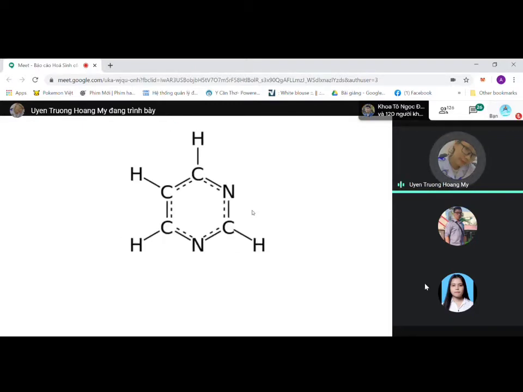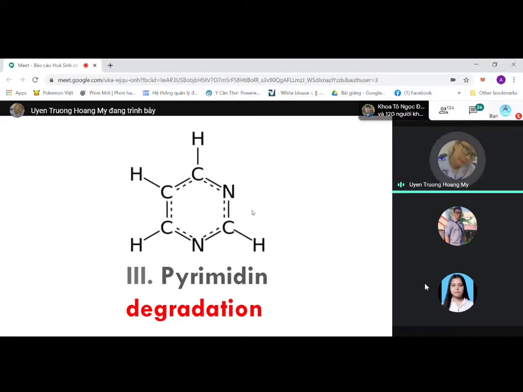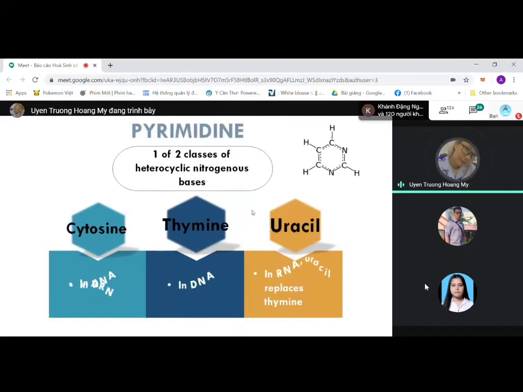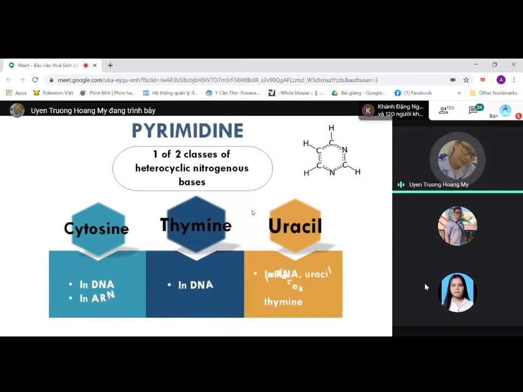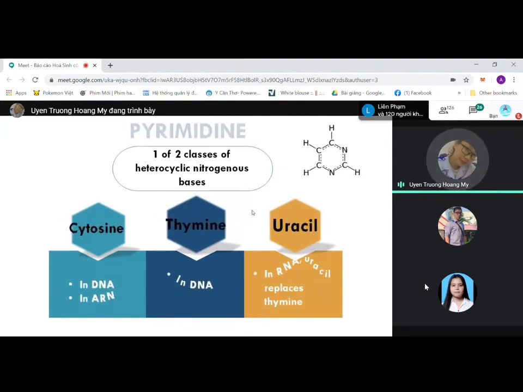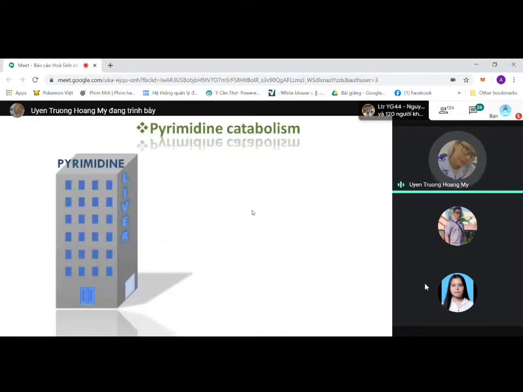And we move to part 3, pyrimidine degradation. Pyrimidine is one of two classes of heterocyclic nitrogenous base found in the nucleic acids DNA and RNA. In DNA, the pyrimidines are cytosine and thymine. In RNA, uracil replaces thymine. And now I will show you some steps of pyrimidine catabolism.